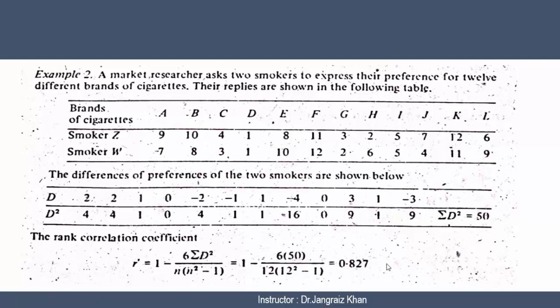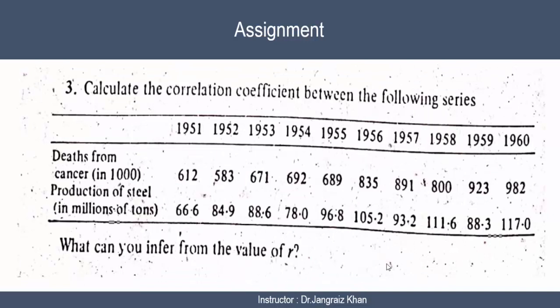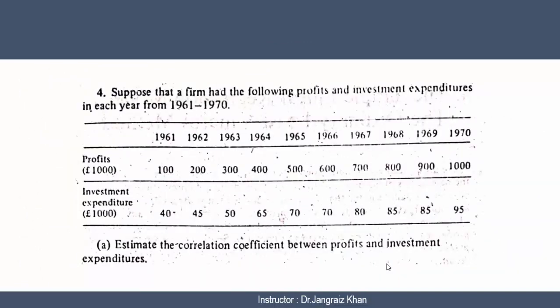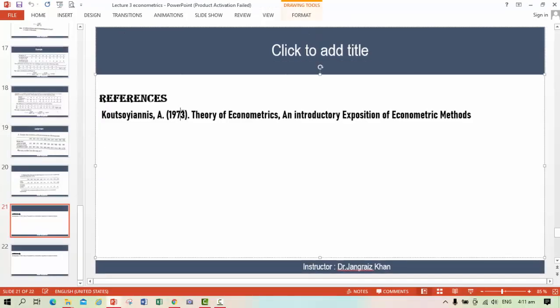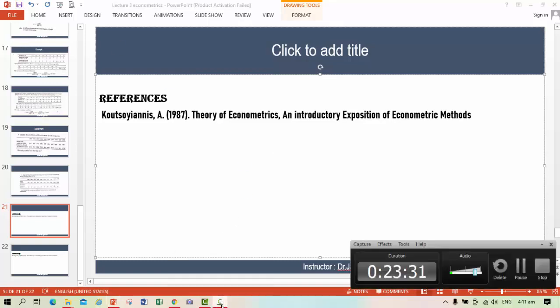So dear students, this was an introduction to the theory of correlation. This is your homework. You can solve these two examples to find the correlation coefficient. If you want to know the details, all these details have been taken from Koutsoyiannis's book, Theory of Econometrics. So for the details, I suggest you give a reading to this book.